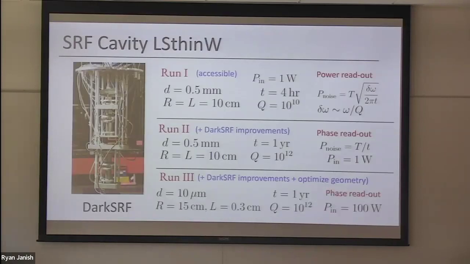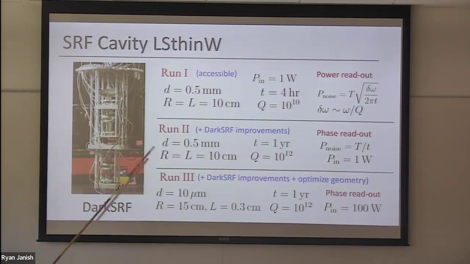So we imagine doing this experiment in kind of three stages. This is a picture of the Dark SRF experiment that's ongoing right now. Here's emitter and source. Maybe this is emitter and this is source, I don't remember. But the wall in this case is this like 10 centimeter gap in between. So we would imagine doing this experiment, but instead moving these cavities really close to each other.